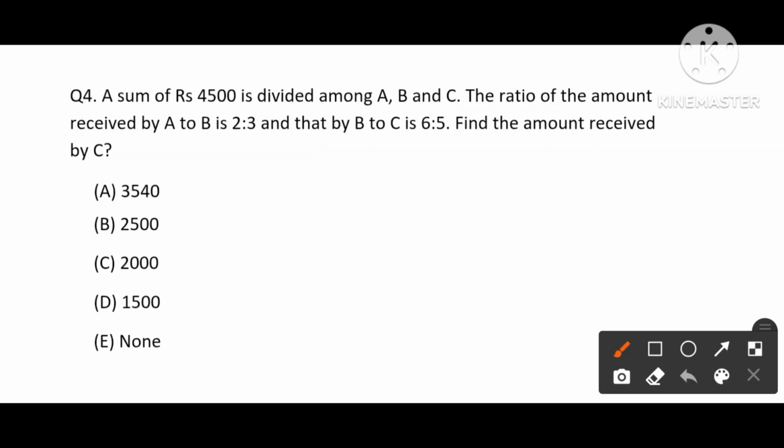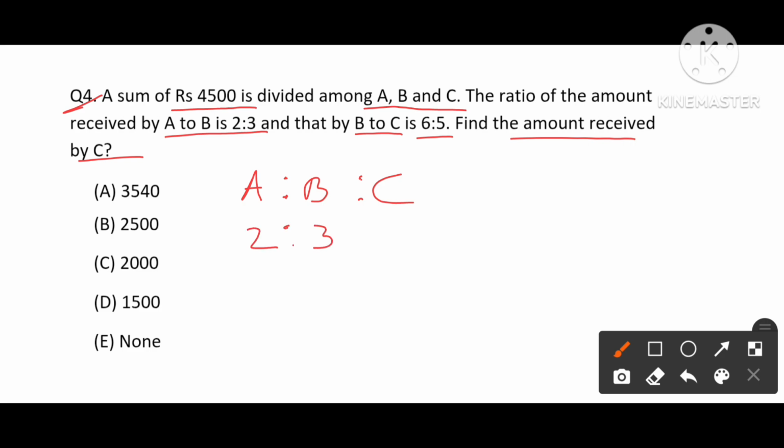Now we are going to see question number 4. A sum of 4500 is divided among A, B, C. The ratio of the amounts received by A to B is 2:3 and that by B to C is 6:5. Find the amount received by C. So let's take A is to B and B is to C. A is to B, the first ratio is 2:3. Okay, and B is to C will be 6:5.